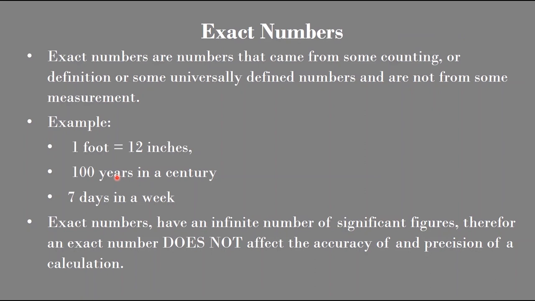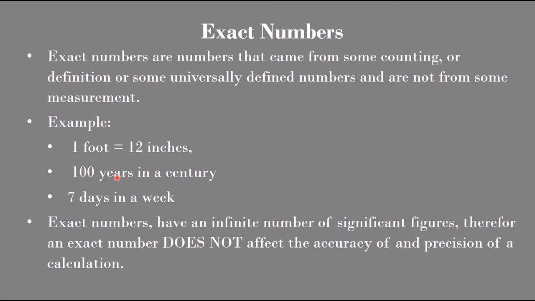An example of this is defined numbers such as 1 foot equals 12 inches. There are exactly 12 inches in 1 foot, and if a number is exact, it means that it doesn't affect the accuracy of a calculation nor the precision of the expression.